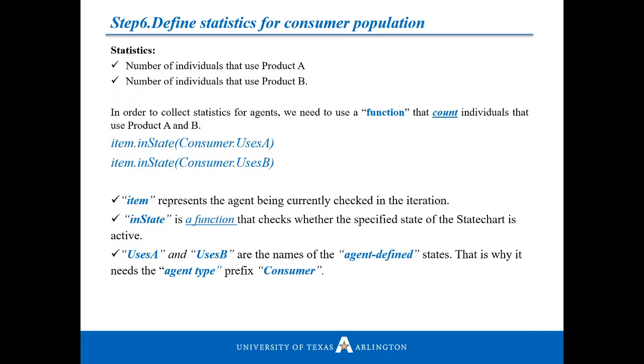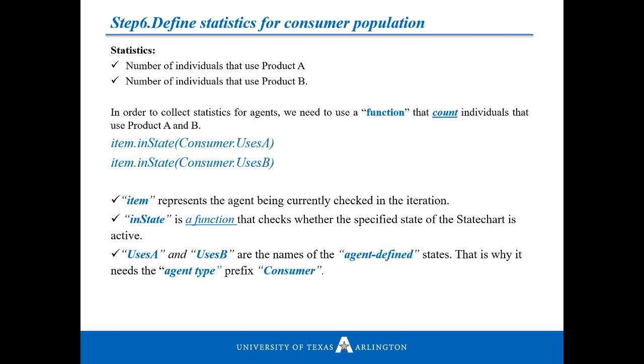After defining the consumer behavior using a state chart, it's time to define some statistics for consumer population, which are the number of individuals that use product A and the number of individuals that use product B. In order to collect statistics for agents, we need to use a function that counts individuals that use product A and B. And we are going to use the following codes. So let's go through each component of the code together.